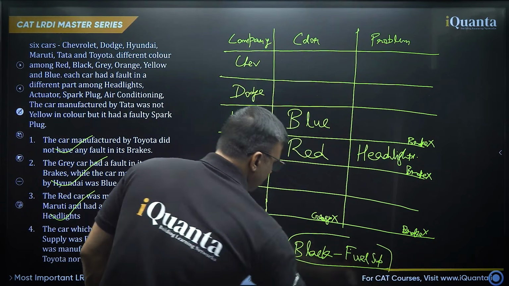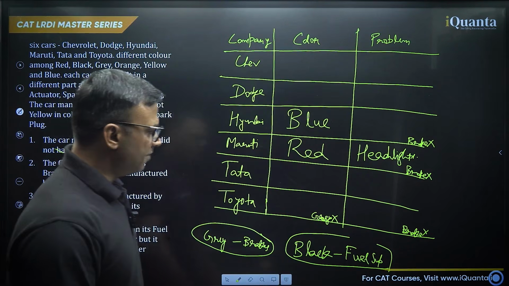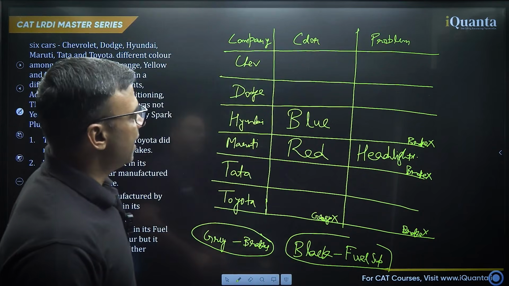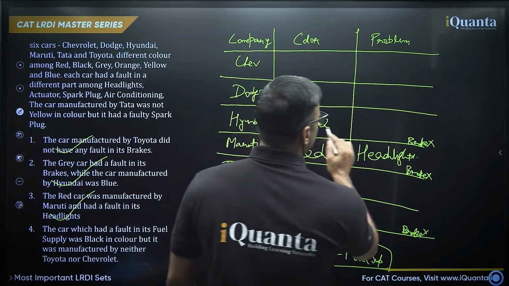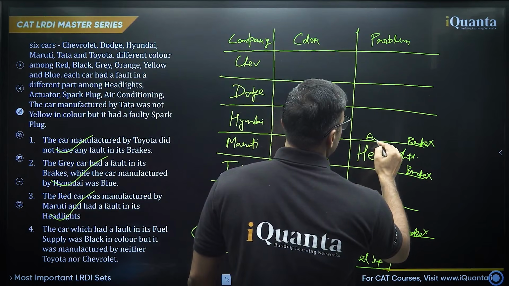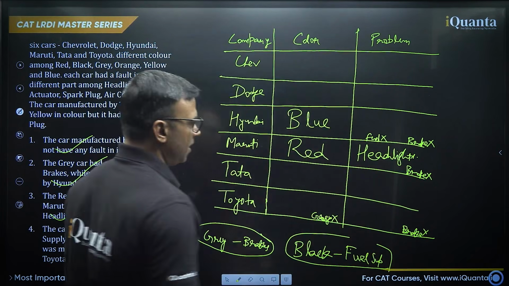These two will come together like gray and brakes. We'll have black and fuel supply. So here we will not have fuel supply. Why? Because blue is already there.